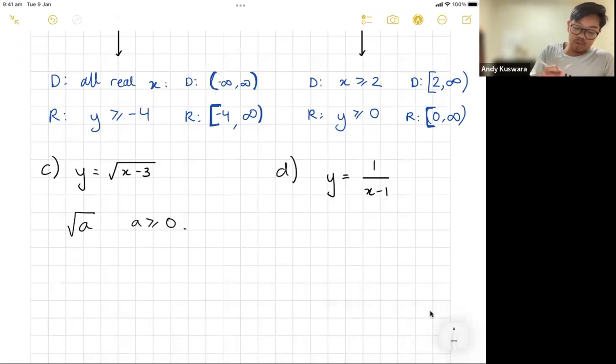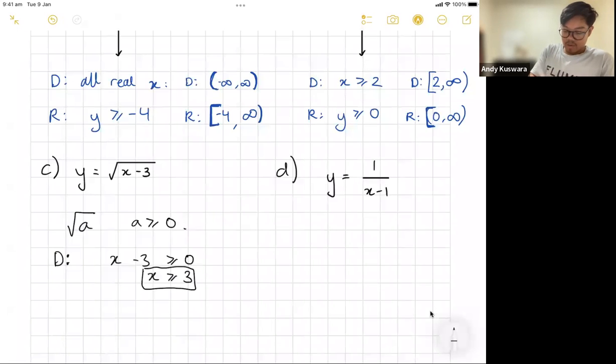Okay, so in other words, if I'm talking about the domain, I'm talking about the x values. So x minus 3, whatever's under the square root, must be greater than or equal to 0 because I cannot have a negative number. And so from here, you can see very easily, I can solve and I can see that x needs to be greater than or equal to 3.